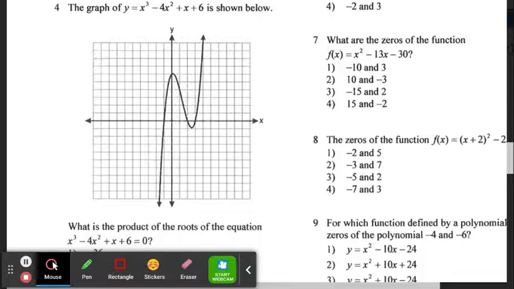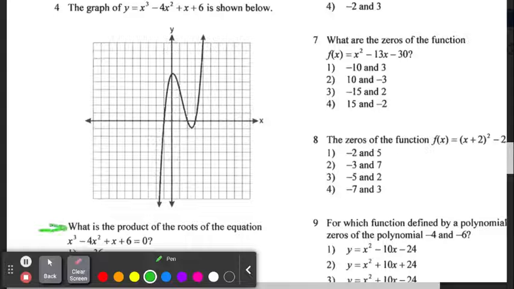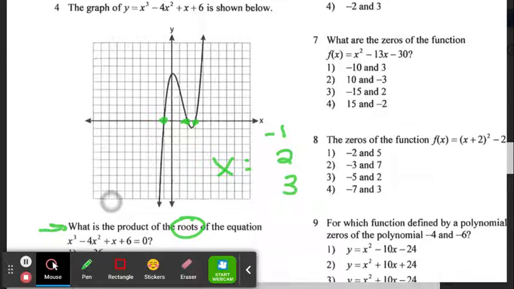So for this one, we have the graph of y equals x to the third minus 4x squared plus x plus 6. Now the question down here, what is the product of the roots? Well, we know roots means where the x-intercepts are. So we have these 3 numbers. So we got -1, 2, and 3. Those are x-intercepts. Now let's look at the question again.